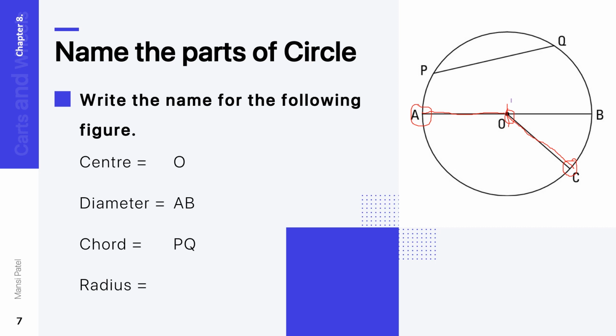Another one is OB, that is also known as the radius of the circle. So here OC, OA and OB, these are the radii of this circle.